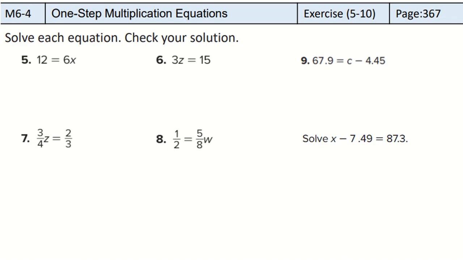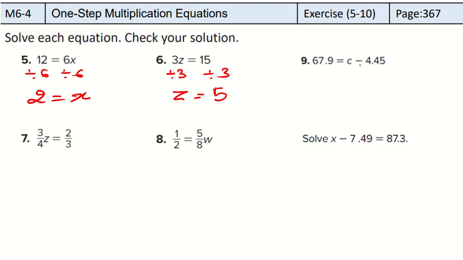See, we got some simple equations here to solve. x is multiplied by 6, so divide by 6 on both sides. So 12 divided by 6 is 2, equal to x. So this is the answer. Here you will divide by 3 because 3 is multiplied by z. So z is equal to 15 divided by 3, which means 5.